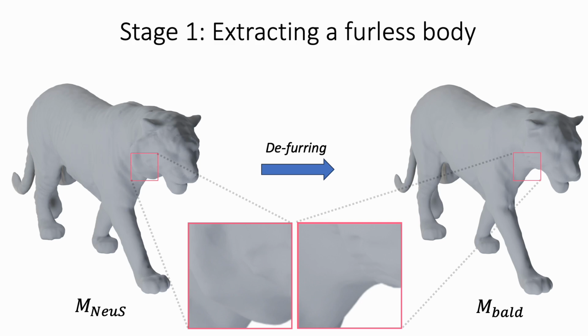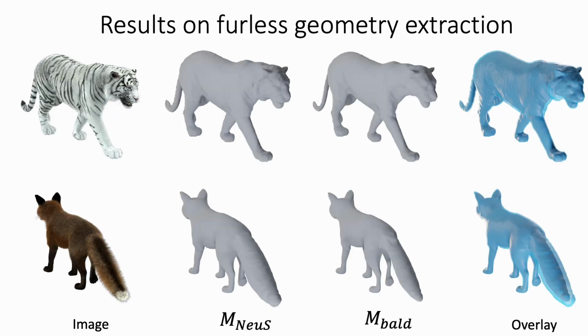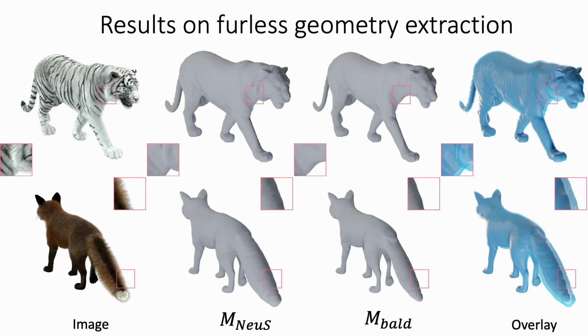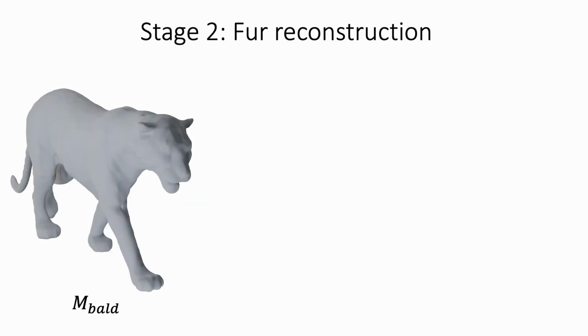We then use the NeuralFur mesh and fur thickness estimates to compute a furless geometry. This is achieved by converting the mesh into an SDF, shrinking it according to the predicted fur lengths, and then converting it back using marching cubes. Here are the results of our defurring process. We can observe a thinner tail for the fox after applying the furless procedure and removing the mane part from the tiger. In the second stage, we grow fur strands from the furless geometry.